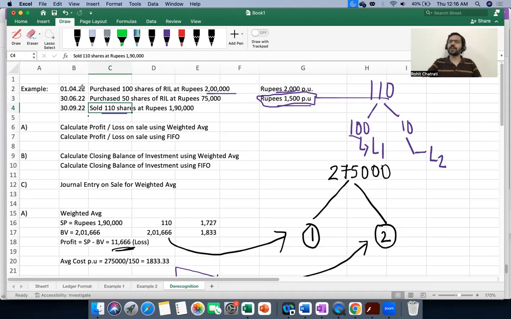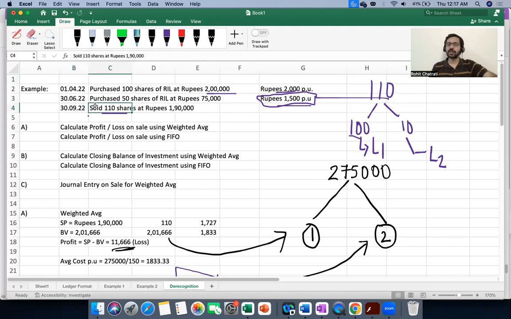Also, just to clarify, if there was any opening balance coming from the previous year, in first in first out we would have assumed that I'm first selling off my opening balance. Let us say I had an opening balance of 1,000 shares. Last year I purchased 1,000 shares and I already have that in my opening balance.